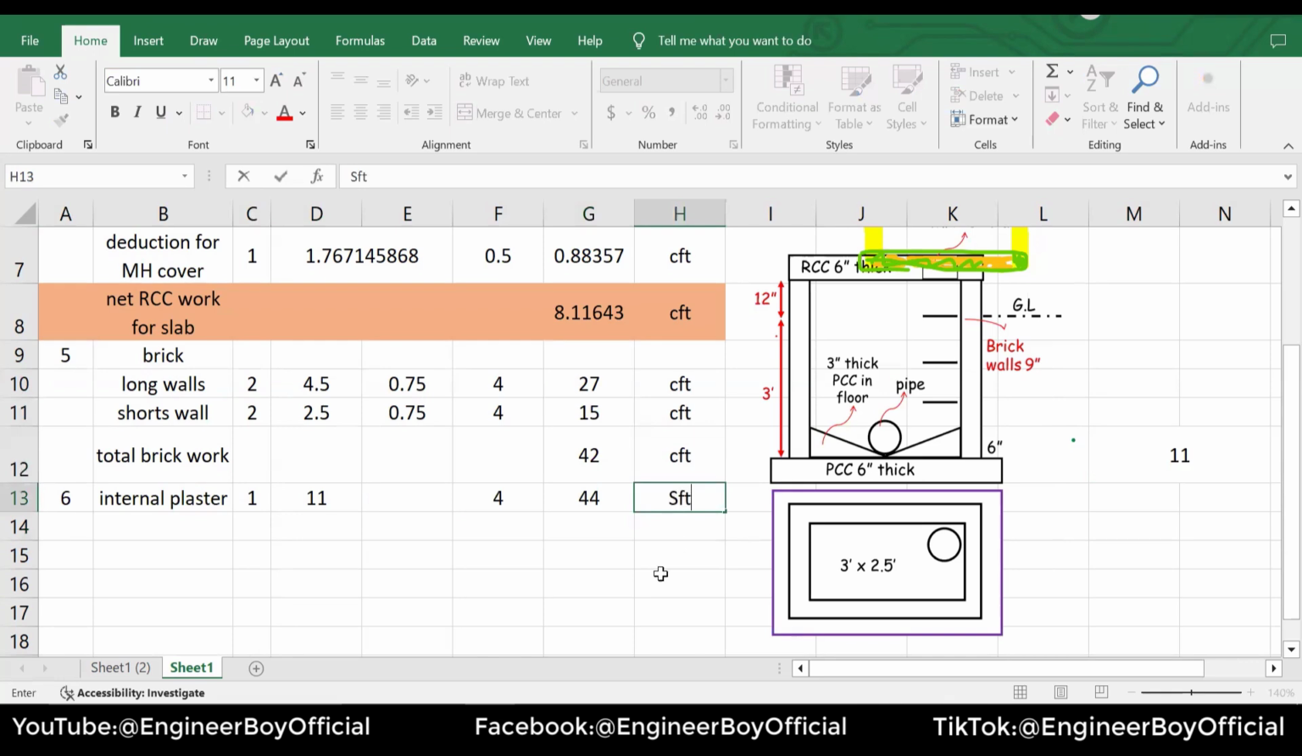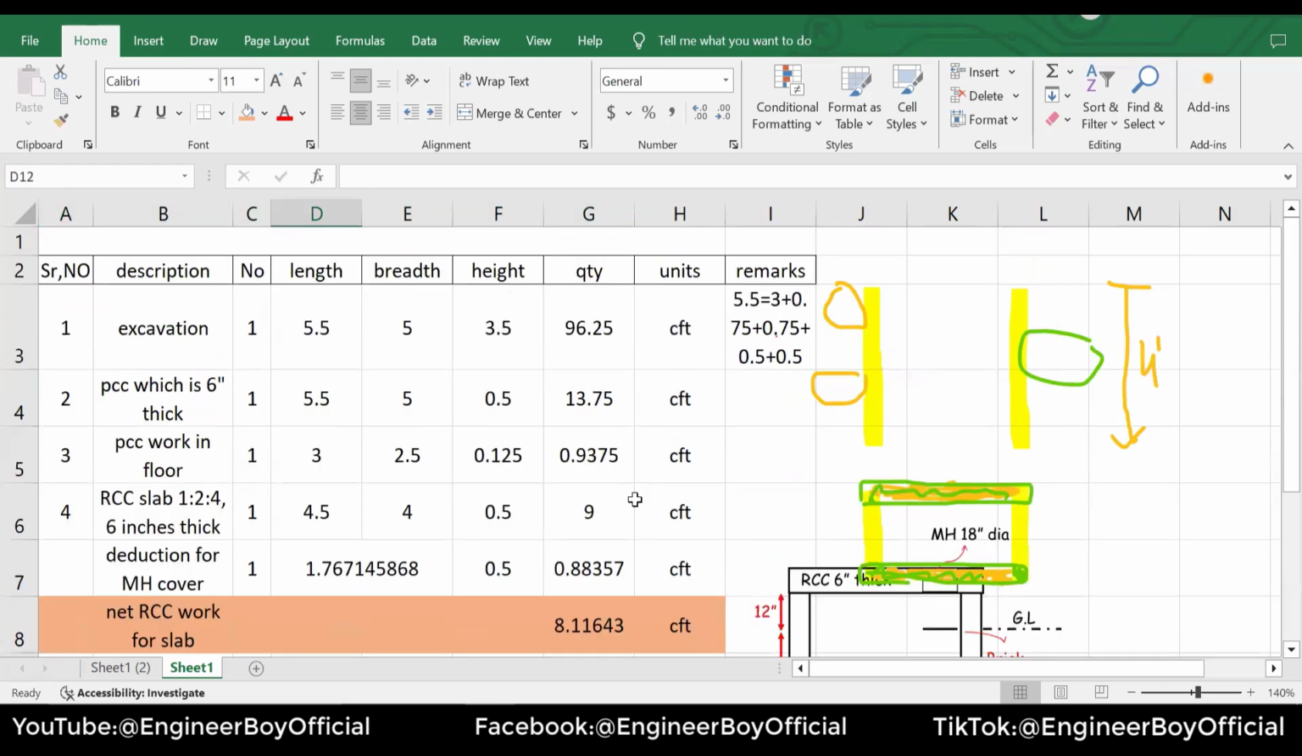You can say SFT, because we determine the plaster work in SFT, or maybe in square meter or square yard, because this is determined in terms of area.